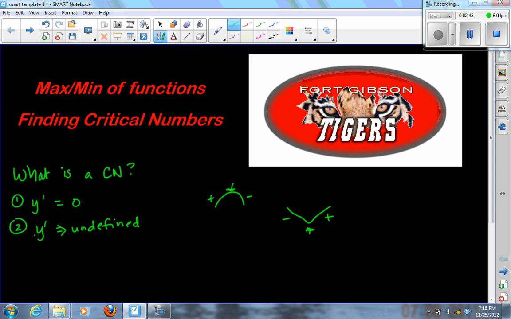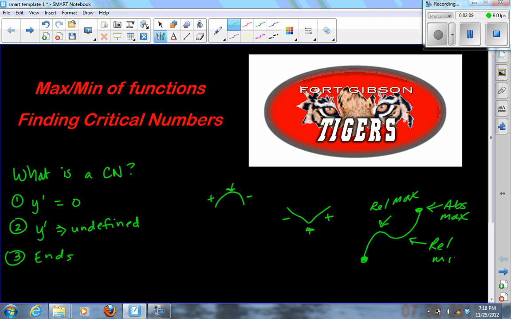Okay, so you basically just check both of these, and then also anytime you have an end of an interval, you have to check. So maybe I have a function that looks like this. Okay, so this is an absolute max, and here is just a relative max. And this would be a relative min, and this would be my absolute min.